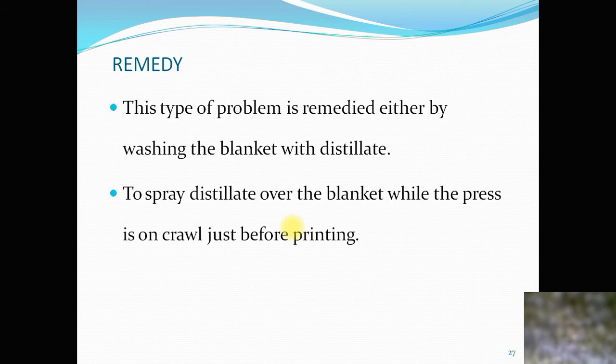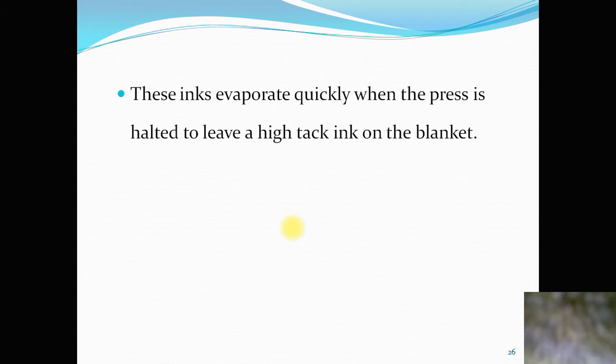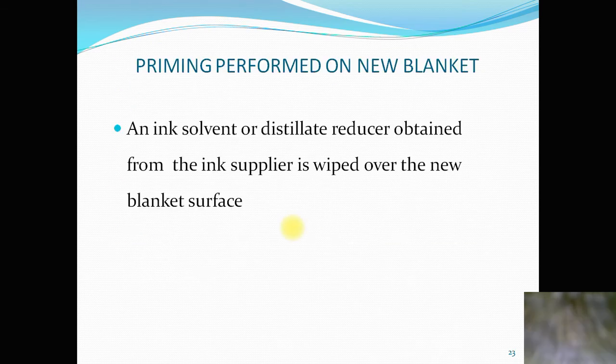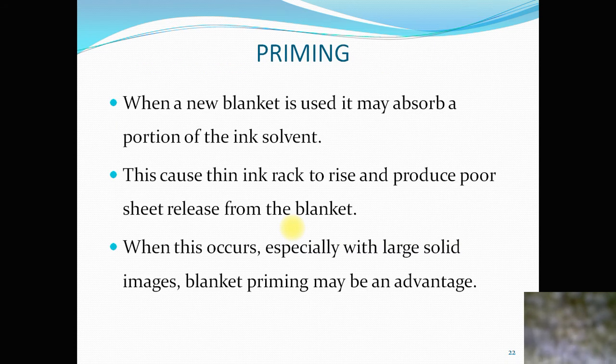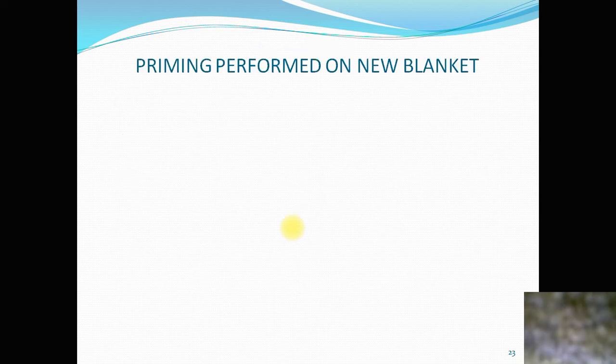So, what is priming? You may have an idea. Priming is nothing but this: when a blanket is used, it may absorb a portion of the ink solvent. This causes the tack to rise and produces smooth sheet release from the blanket. When it occurs, especially with large solid images, blanket priming may be an advantage.